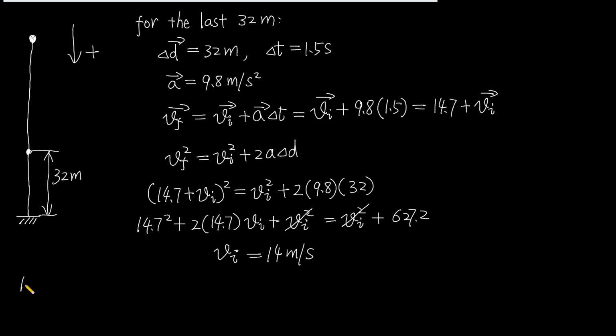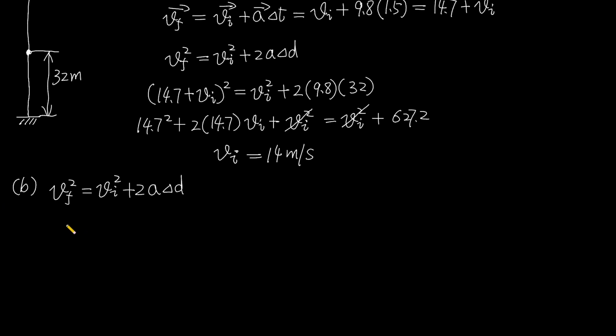Now question B. It asks for the total displacement. Just check this formula again. The final velocity squared equals the initial velocity squared plus 2 multiplied by the acceleration multiplied by the displacement. And from this formula, we can get the displacement equals the final velocity squared minus the initial velocity squared, divided by 2 multiplied by the acceleration.